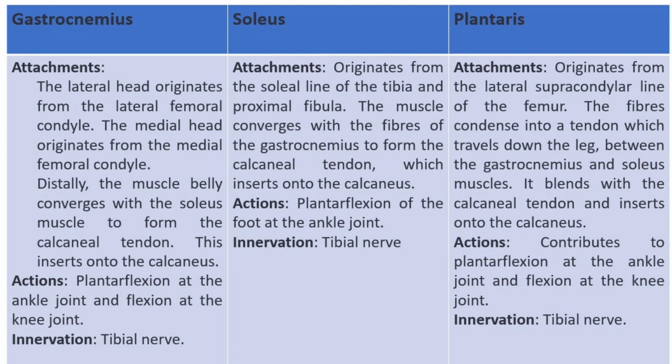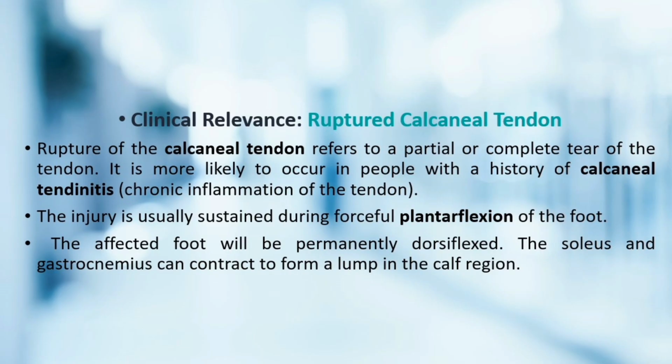Plantaris. The plantaris is a small muscle which is absent in approximately 10% of the population. Attachments. Originates from the lateral supracondylar line of the femur. The fibers condense into a tendon which travels down the leg, between the gastrocnemius and soleus muscles. It blends with the calcaneal tendon and inserts onto the calcaneus. Actions. Contributes to plantar flexion at the ankle joint and flexion at the knee joint. Innervation: tibial nerve.